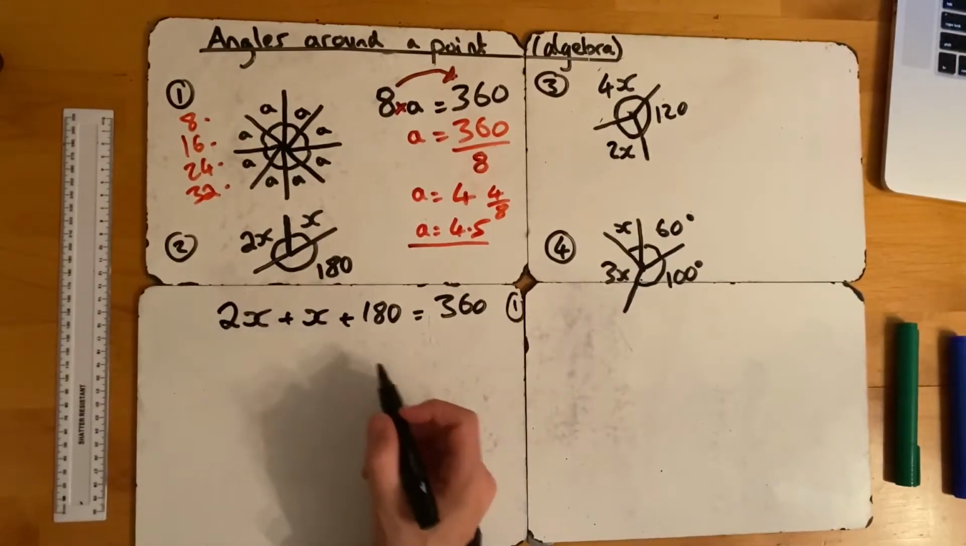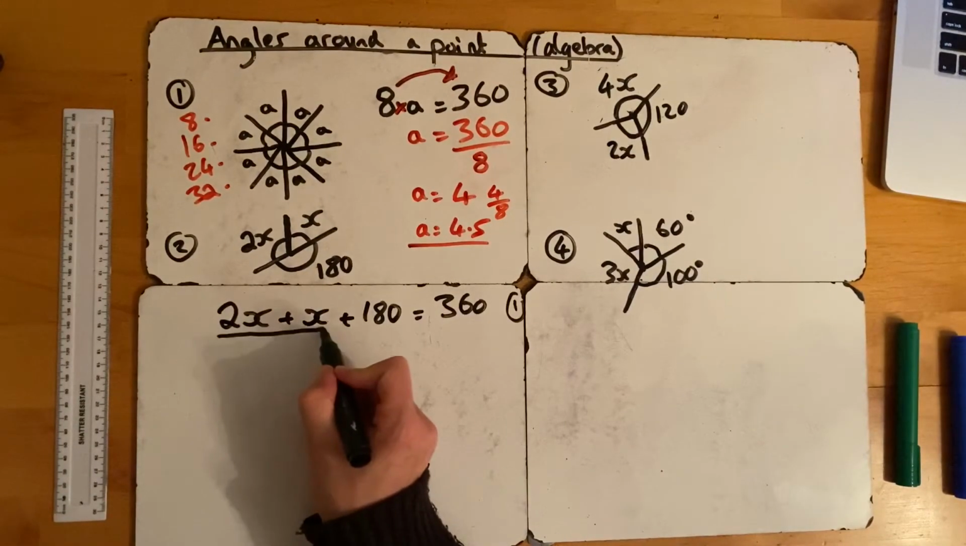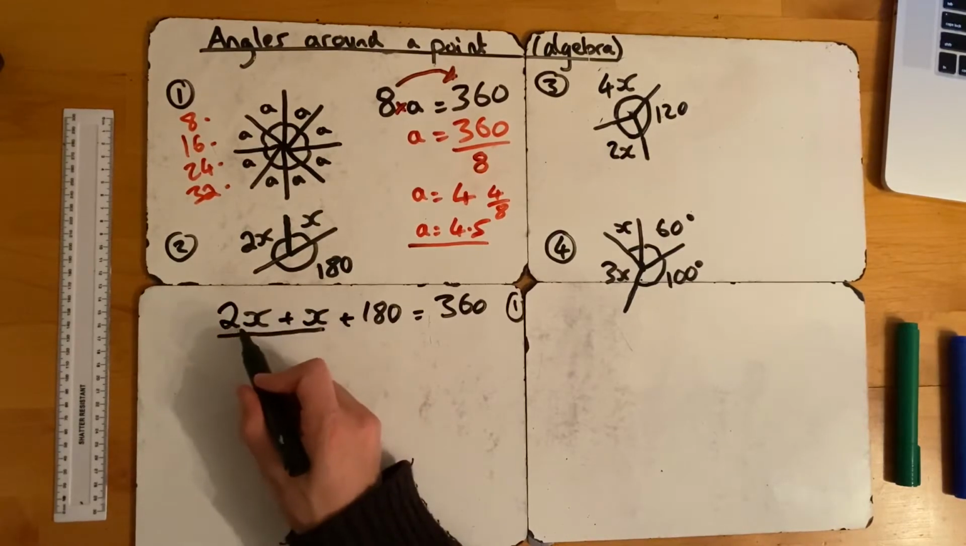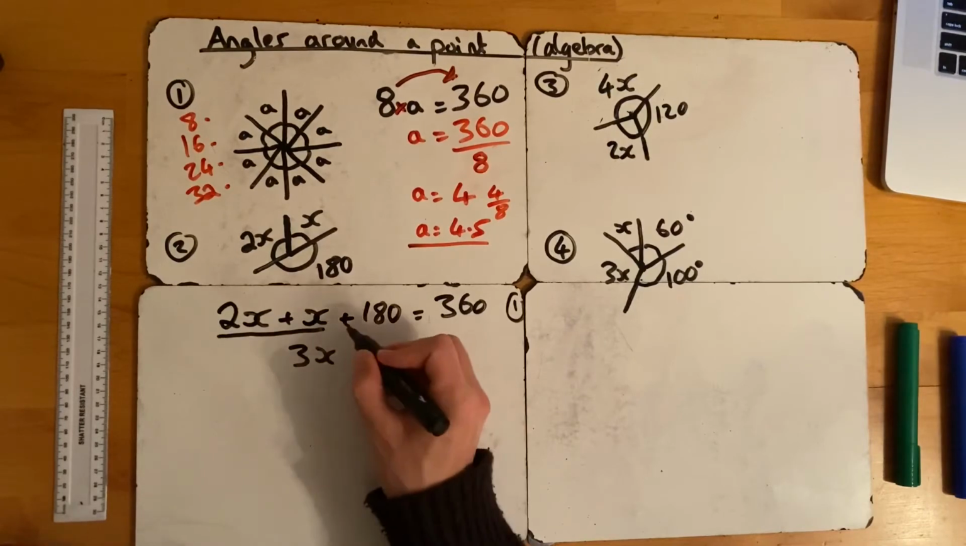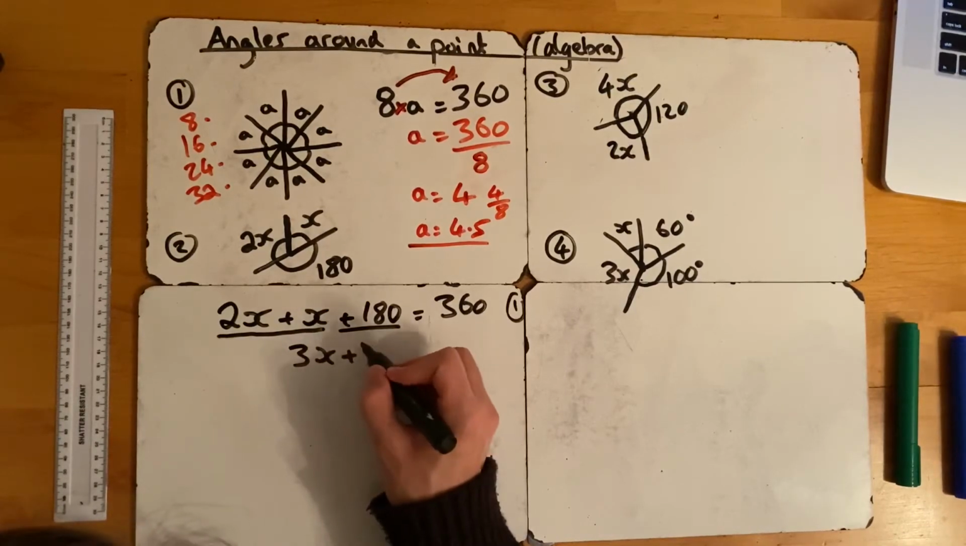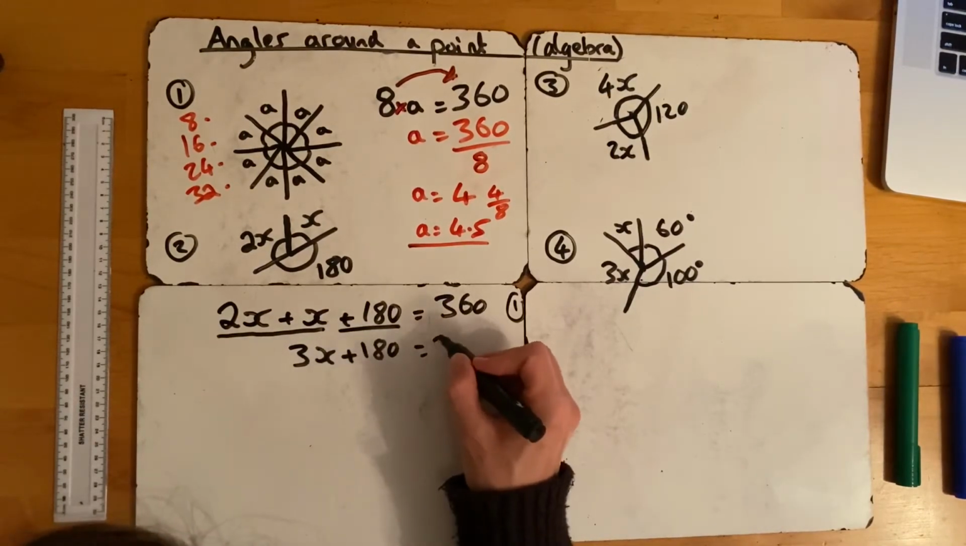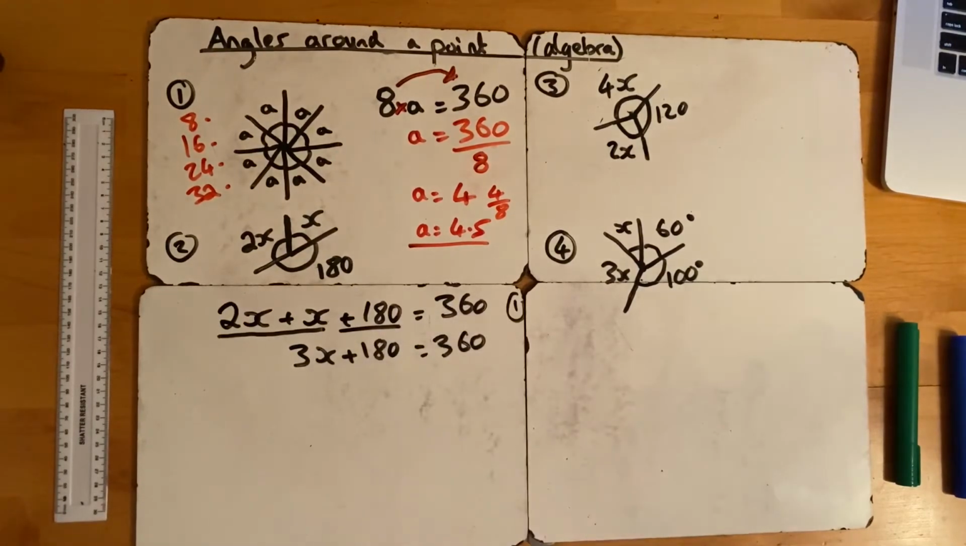Now, next stage is to combine the x's. So, sorry, 2x plus 1x is equal to 3x. And then you've still got your 180. So 3x plus 180 is equal to 360.